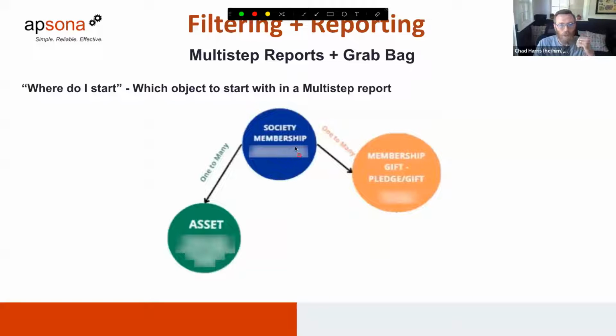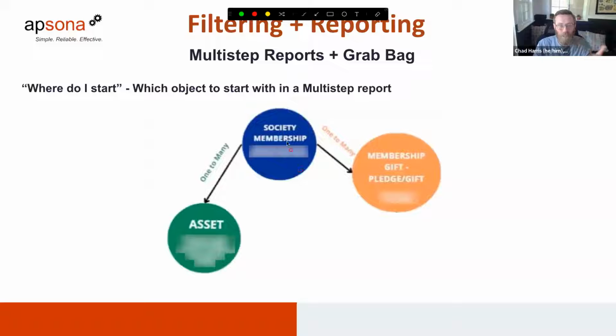And so the request was, hey, we want to build this report, but we need to filter it. We want to only see society memberships when their assets are of a certain quality and their gifts are of a certain quality. All right, no problem. In this scenario, what kind of report do we need? We don't even need a multi-step report for this. This is 3 objects. They're all related. We got one at the top.